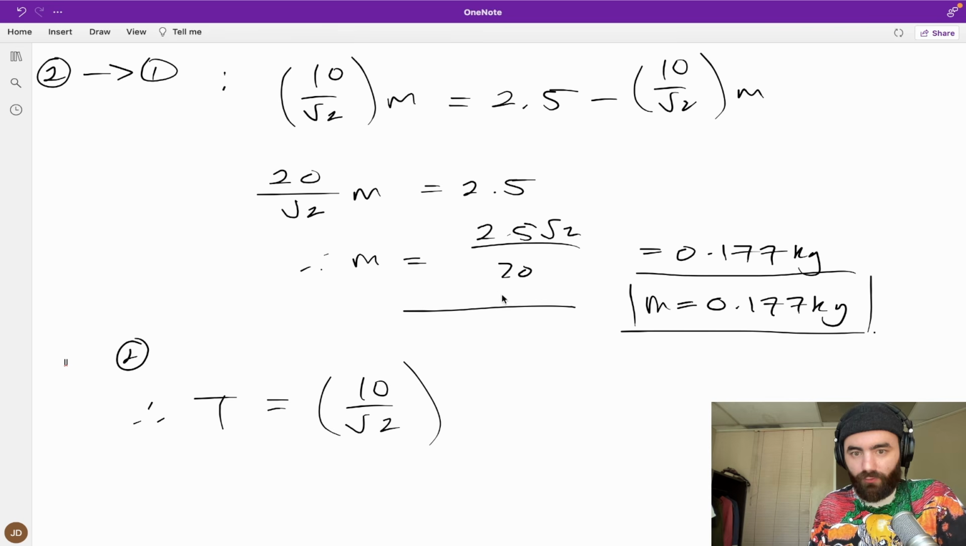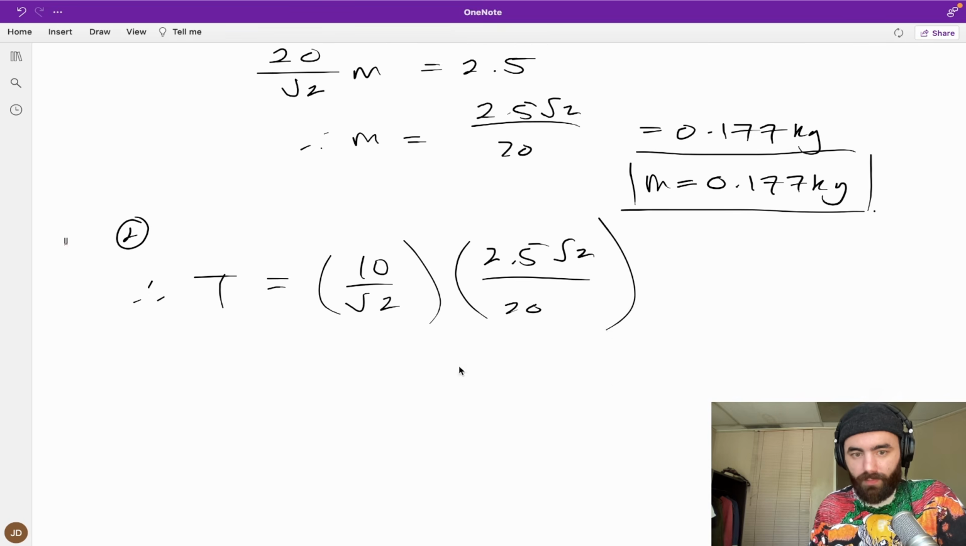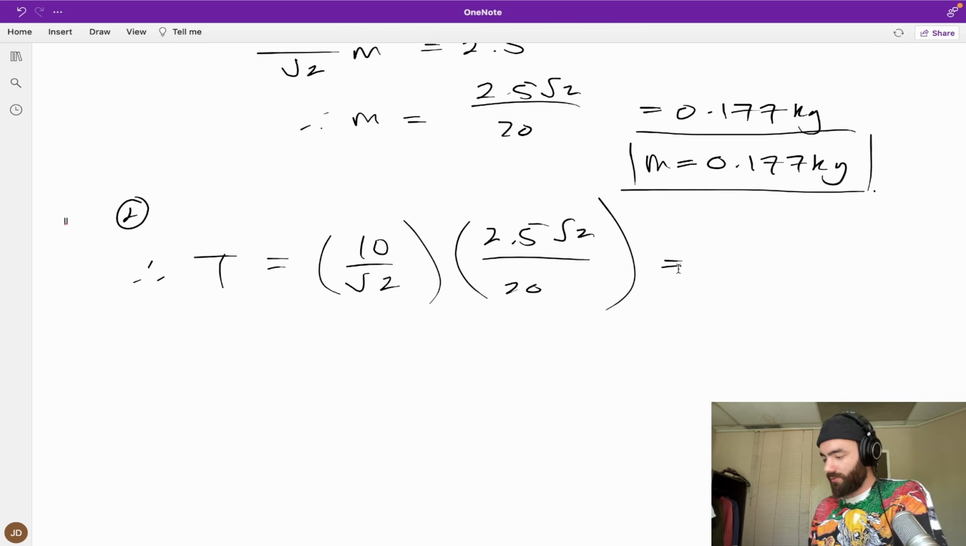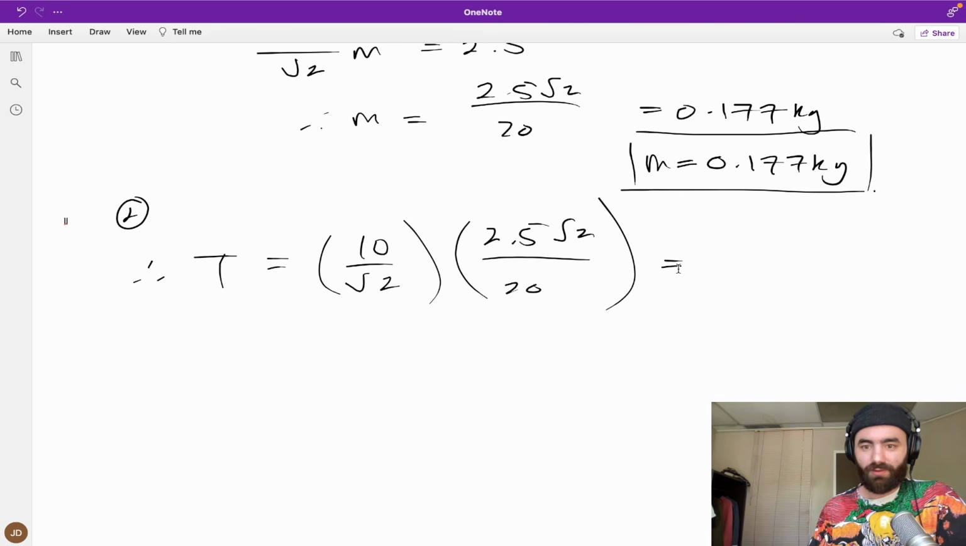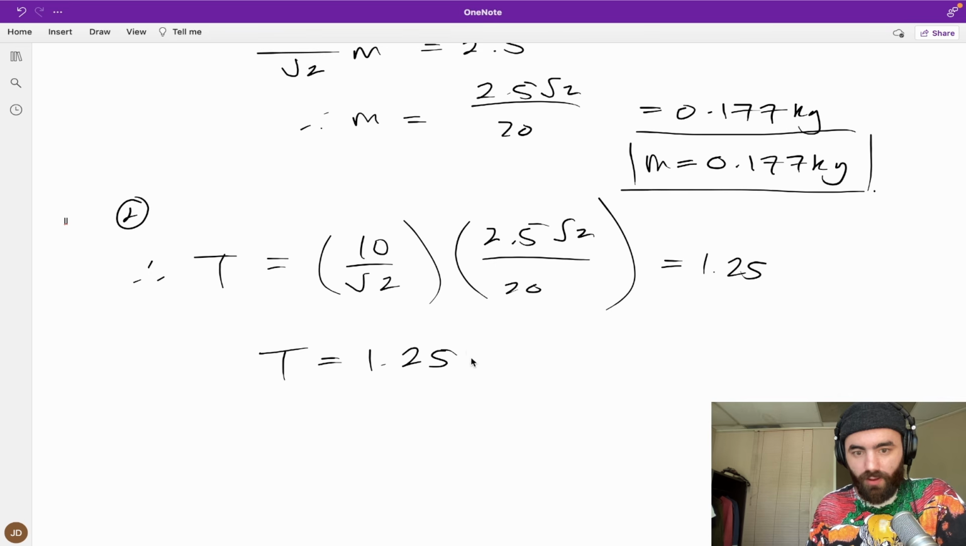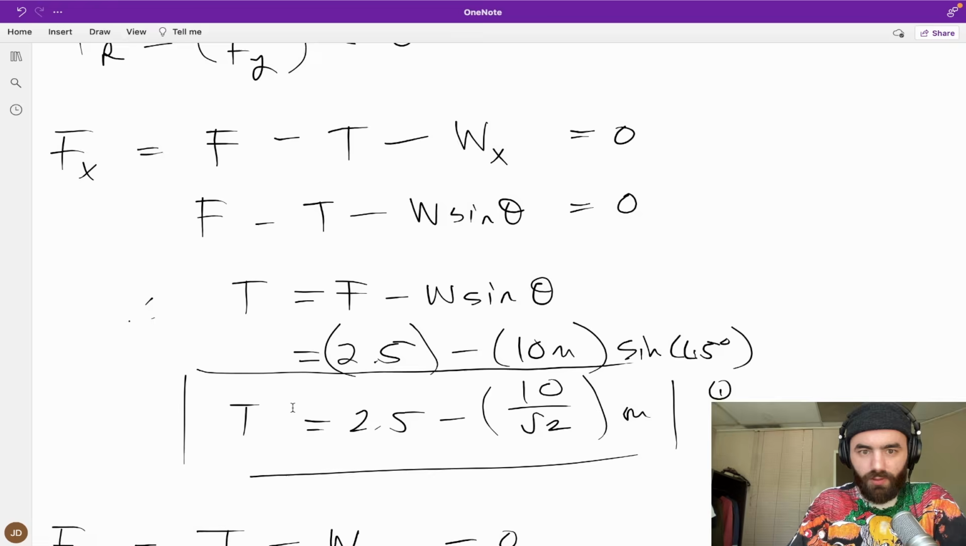So therefore T from 2 will equal 10 over square root 2 times m. And this is the exact form of it, so let's just plug that in. Careful with our rounding. Because we did it exactly, we get 1.25 exactly. Hear that? It's important to be careful about rounding with these things. T is 1.25. Okay, so that's that.